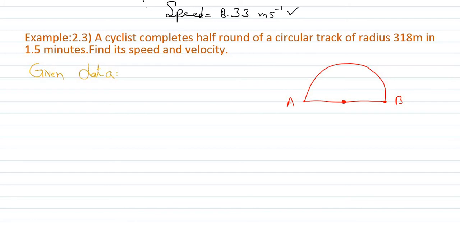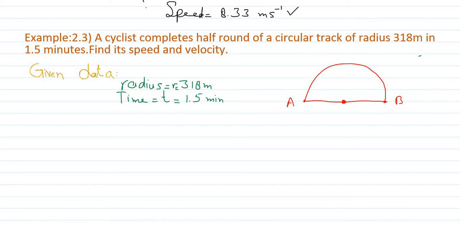So here first of all we write the given data. The radius is given, so I write here radius is equal to 318 meter. Then time is given, so I write here time, that is denoted by t, radius is denoted by r, that is 1.5 minutes.